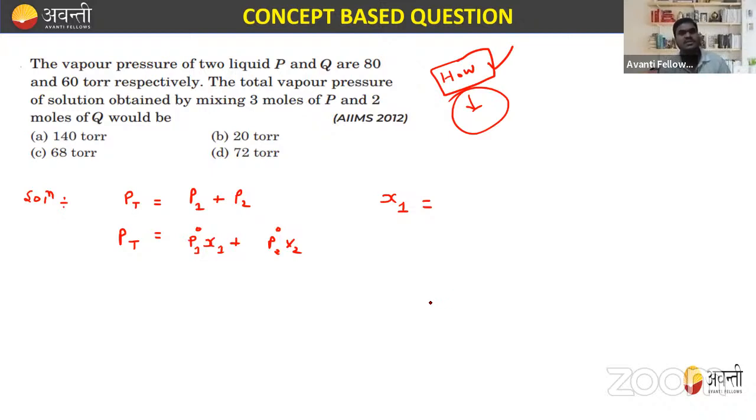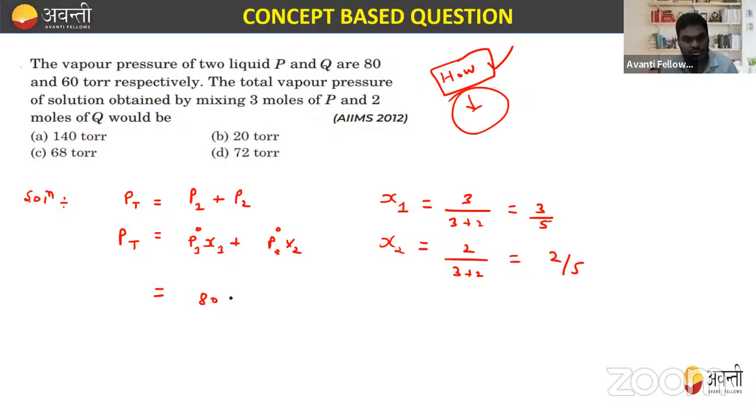What is the mole fraction X1? It is 3 divided by the total number of moles, that is 3 plus 2, so it comes out to be 3 by 5. Similarly, X2 is 2 divided by 3 plus 2, so it will be 2 by 5. This is the mole fraction. Now P1 is 80, so just multiply 80 by 3 by 5 plus 60 into 2 by 5.